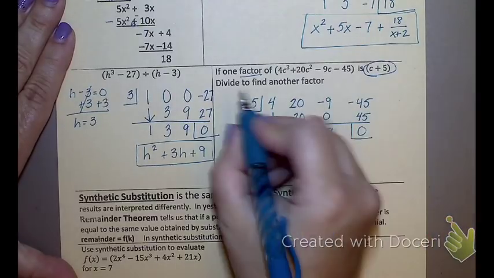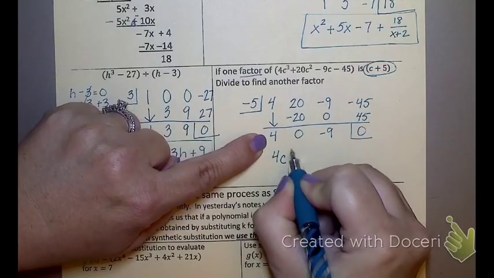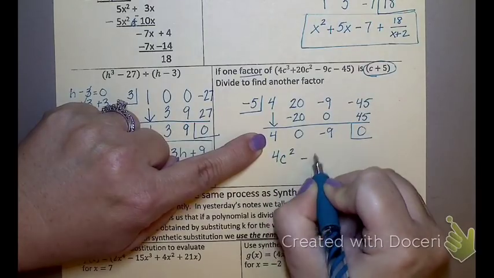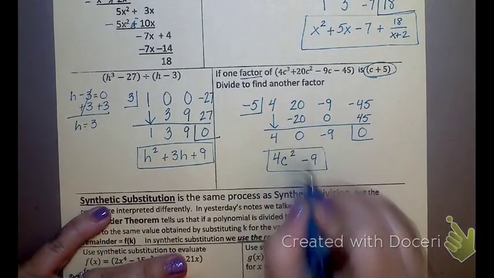So let's see. Another factor then would be 4c to the what power? Square. Then minus 9? Yes. Because that 0 is just a placeholder. So there's the other factor.